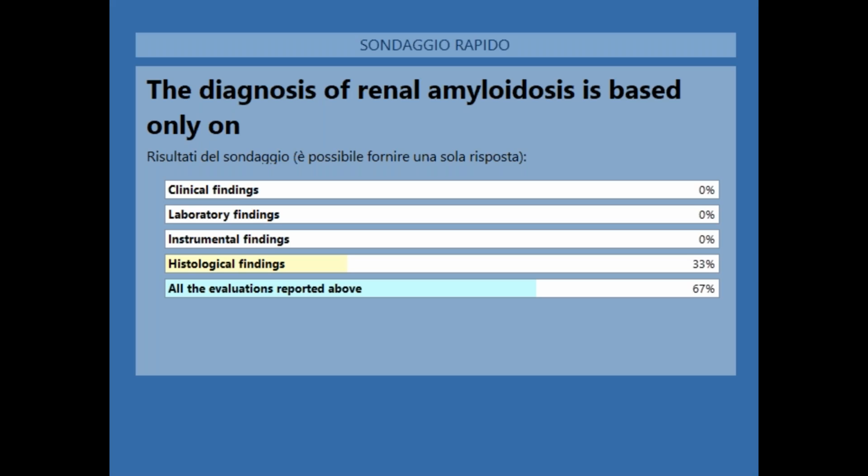33% of the audience filled in D, the histological findings. 76% filled in all the evaluations reported above. Okay. Perfect.